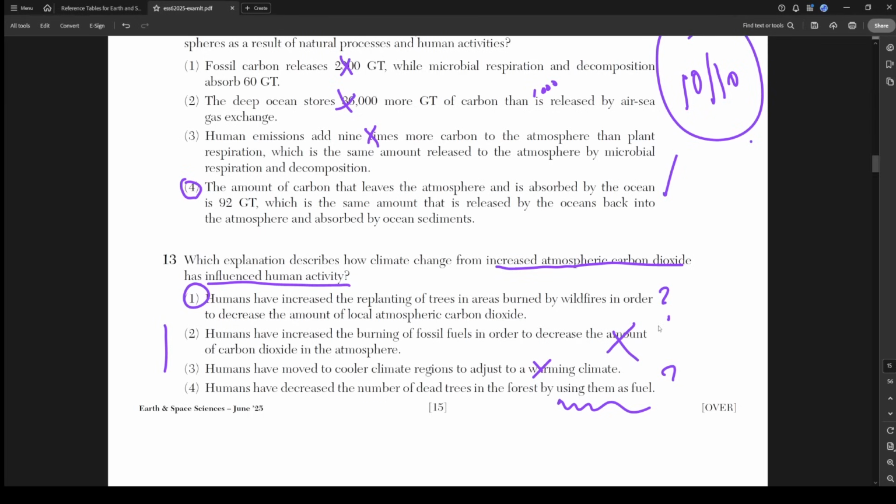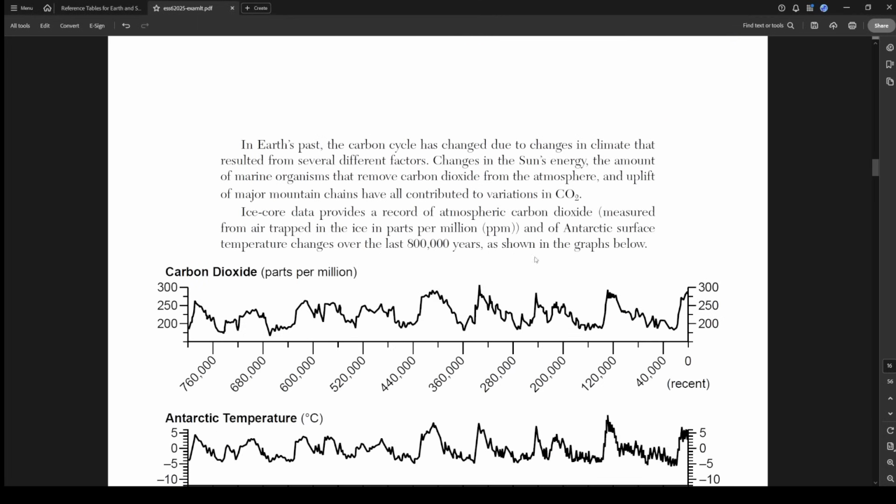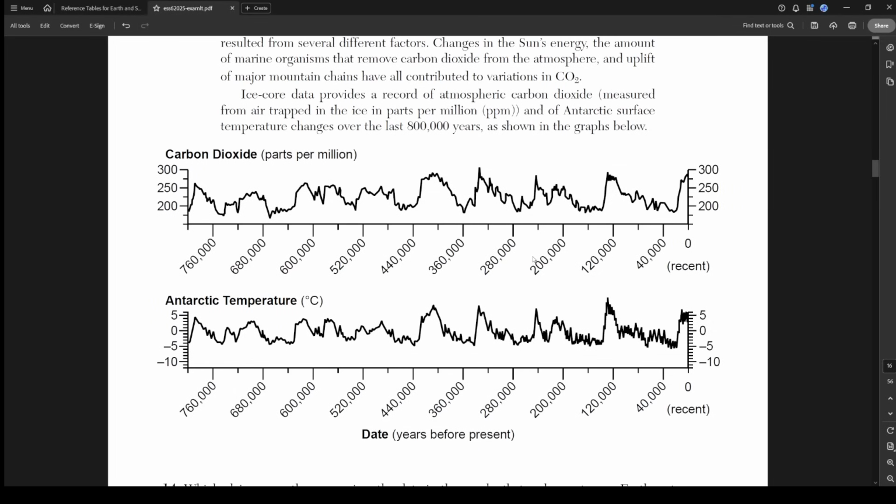I don't really like this question too much, honestly. It's kind of weird. So I'm going to say this is like a 6 out of 10. I don't really like it. All right. Let's go on.